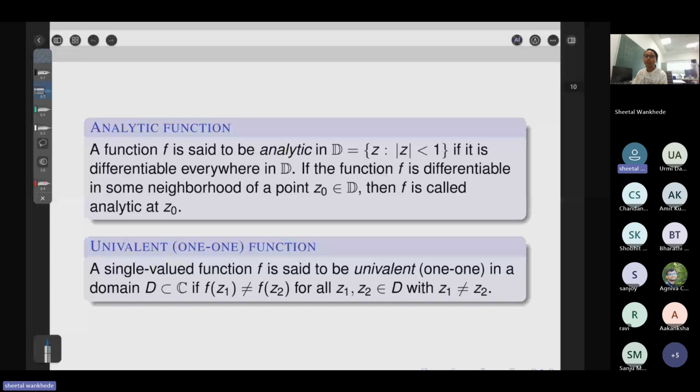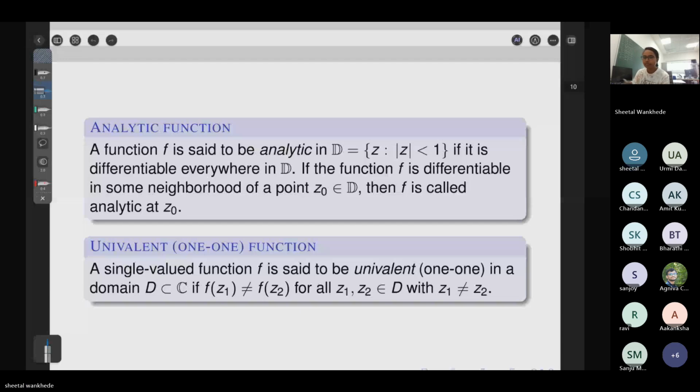Here I'm going to use some notations. The first notation is this mathematical A. This denotes the class of all analytic functions f in D, having the Taylor series expansion f of z equal to z plus the summation n equal to 2 to infinity of a n z to the n.